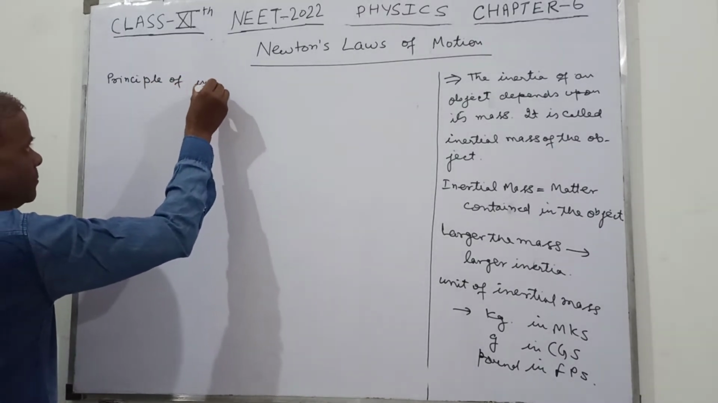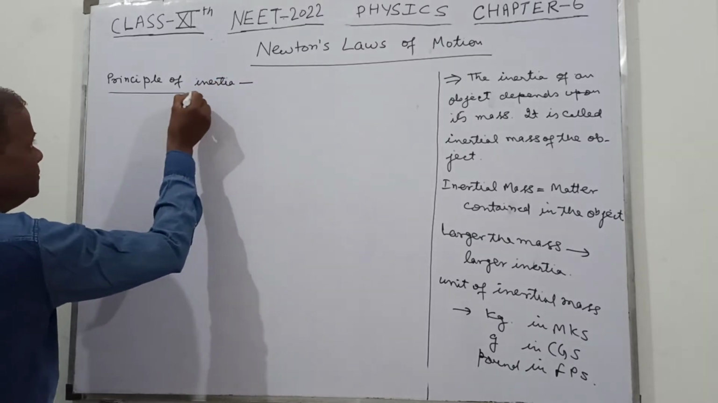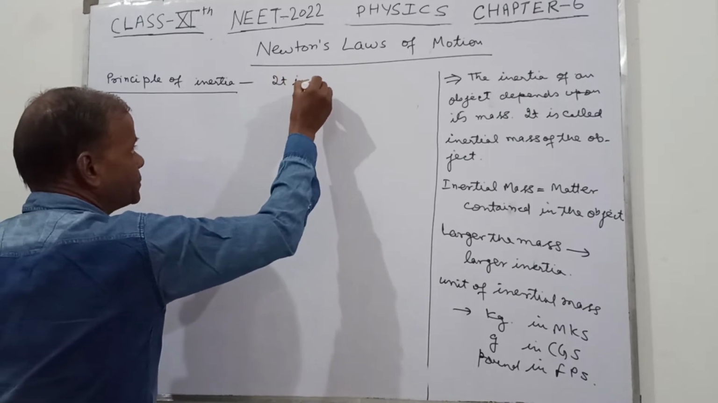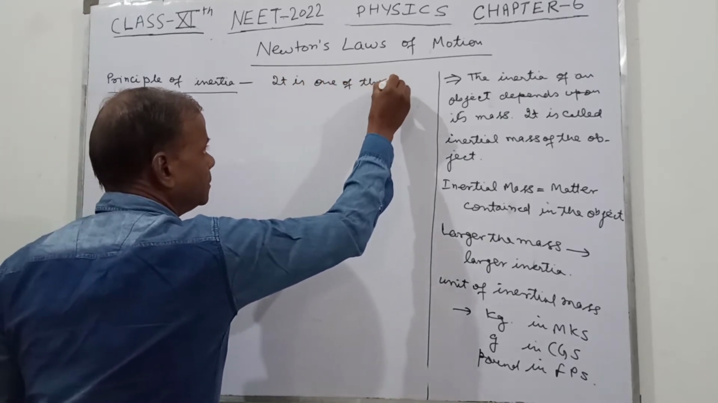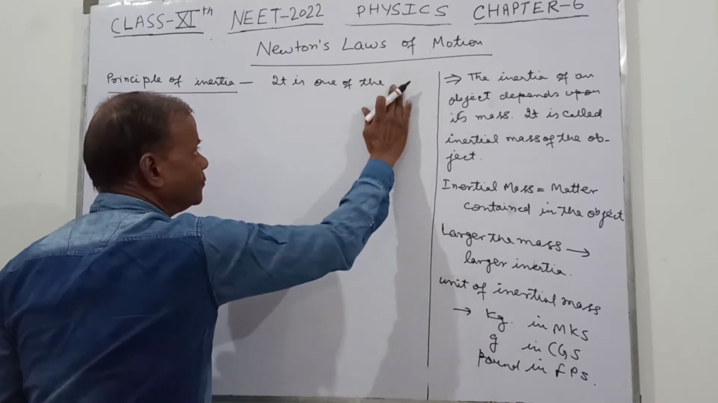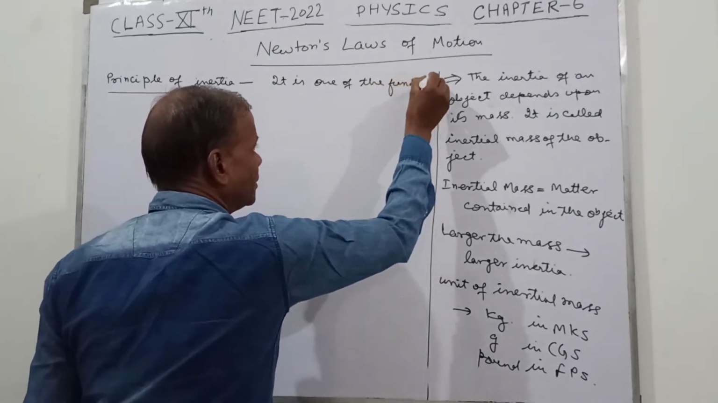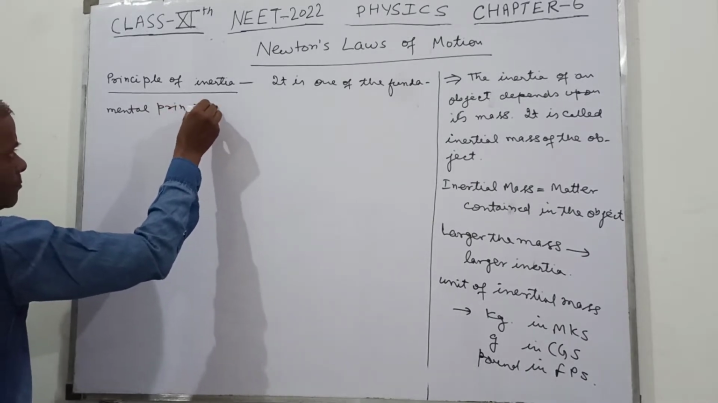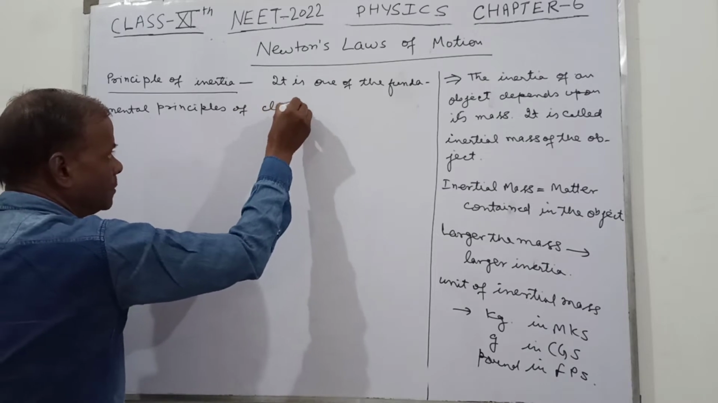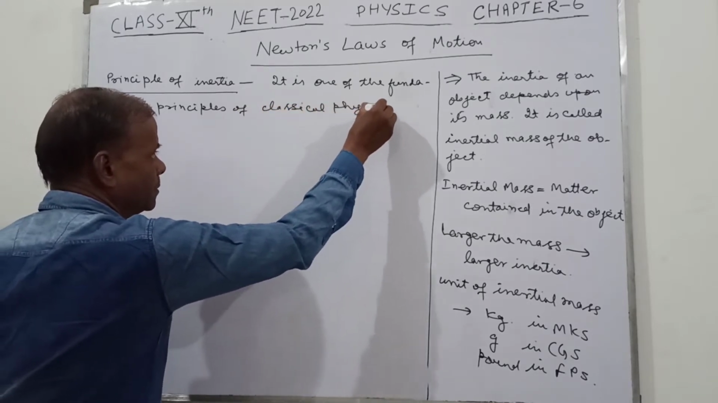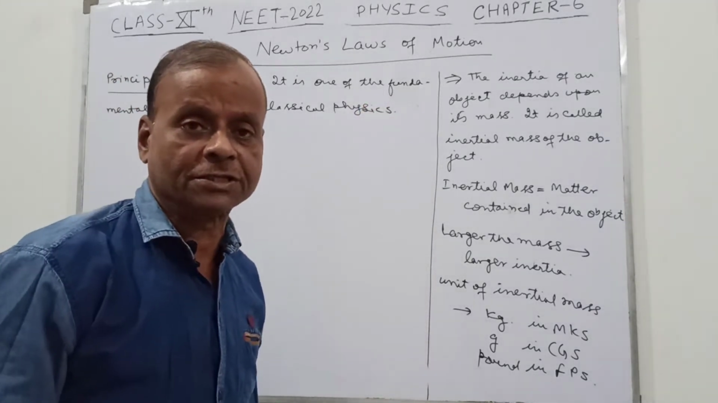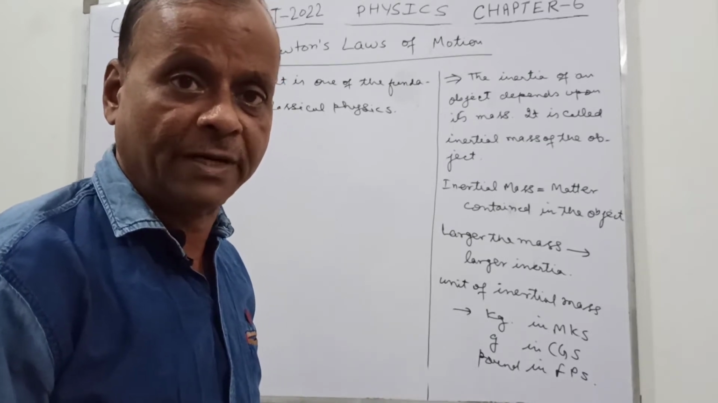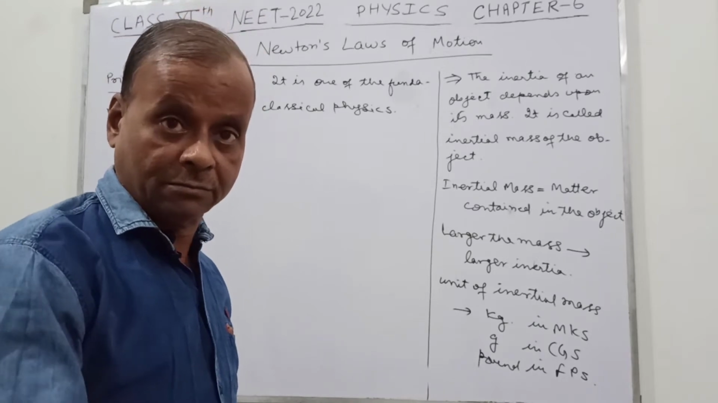Principle of inertia. It is one of the fundamental principles of classical physics. Initially, what we see is how heavy the mass of the body is, and that is the first way we look at the inertia of the body. We can experience this mass, whether it is heavy or small, just by lifting the body.